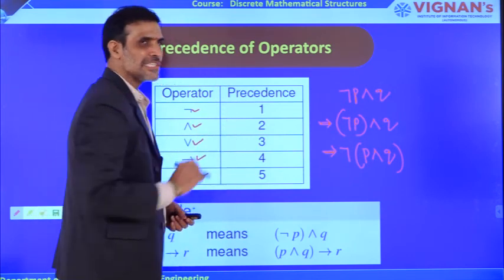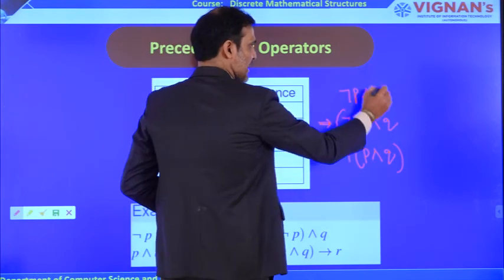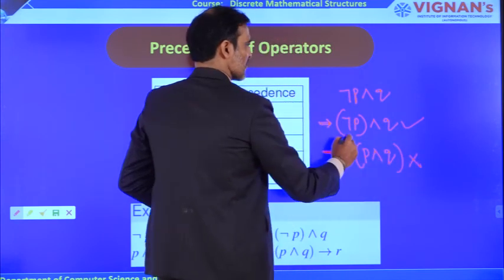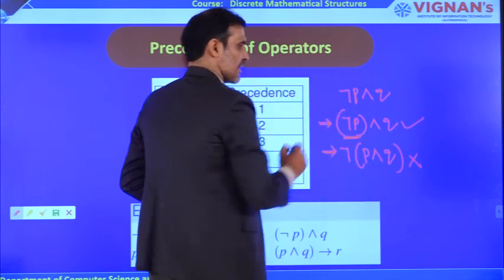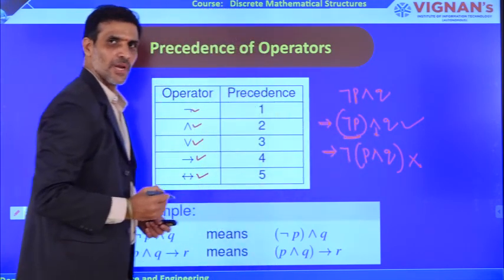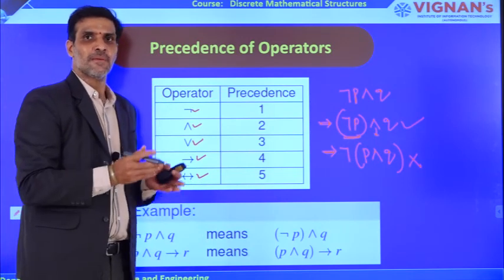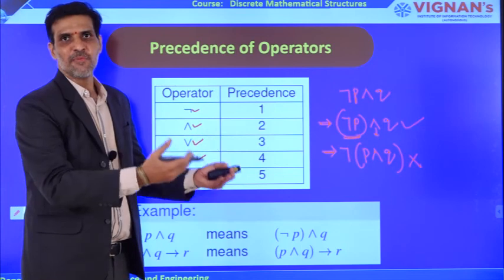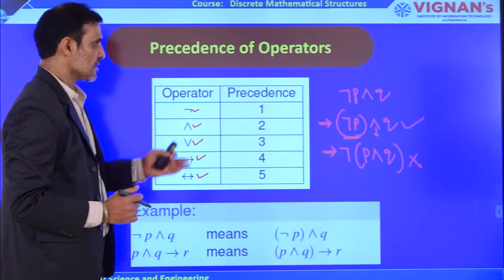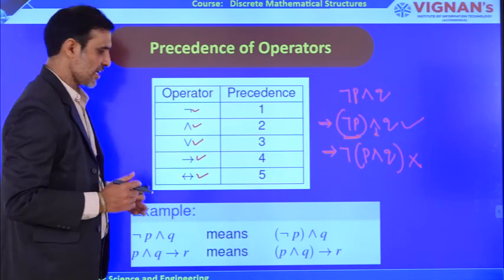So by using these precedence of operators, you can understand this statement can be taken in this way, not in this way, because we will give the first priority to the negation and then what? Conjunction. So like this you can try to understand the sentences if they are not given in parentheses. If they are given in parentheses, you can follow according to that, but if they are not given in parentheses, then use the precedence of the operator and then follow the statement.